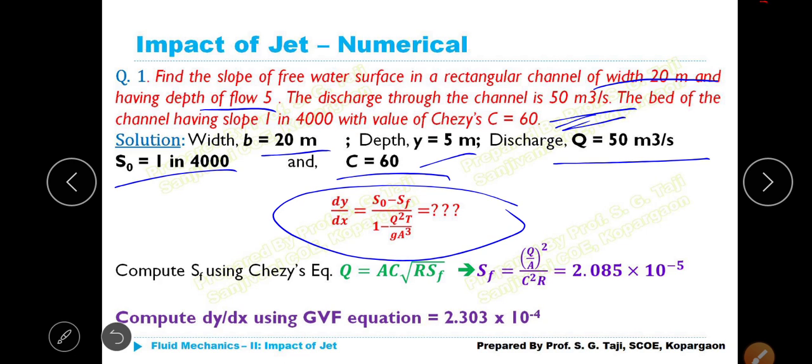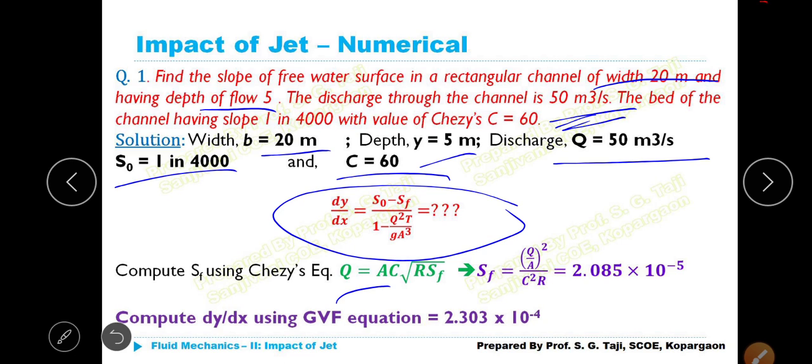Compute SF using Chezy's equation. Q is equal to AC whole multiplied by root of R SF, where SF is equal to capital Q divided by A, that is nothing but V squared divided by C squared into R, where R is the hydraulic mean radius, or also known as hydraulic mean depth, that is nothing but area divided by wetted perimeter.